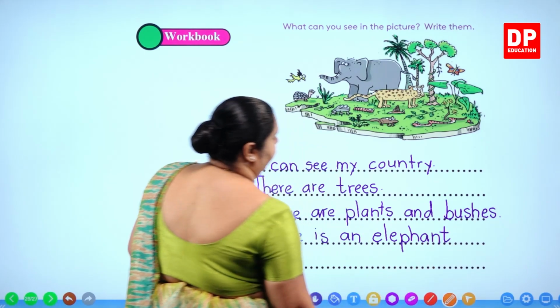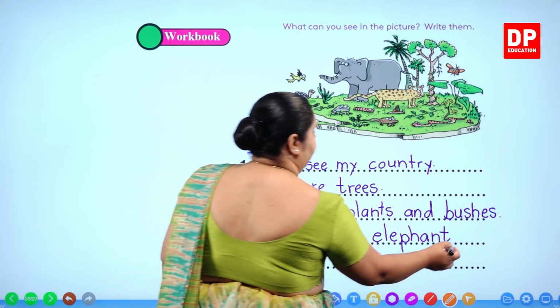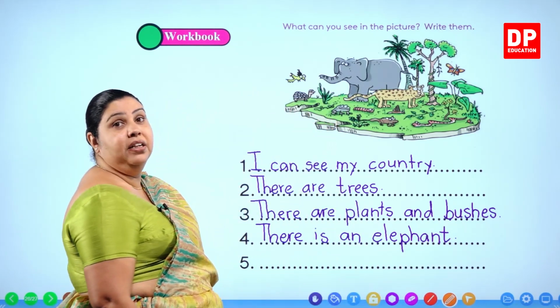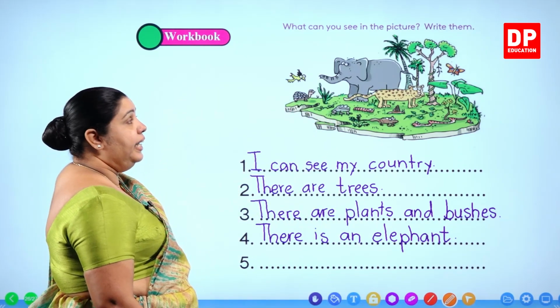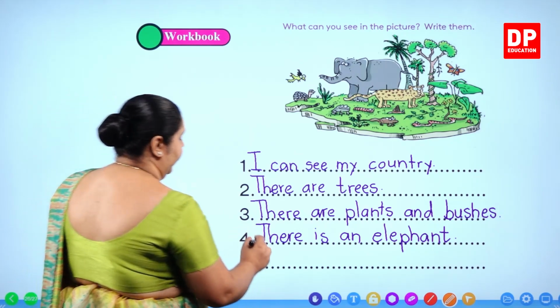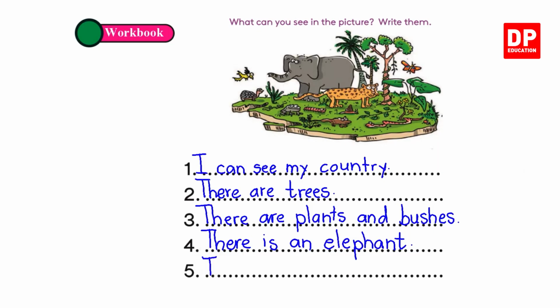E-L-E-P-H-A-N-T. Elephant. There is an elephant. Then who else? There is a butterfly. Or you can say I can see a butterfly. I can see a butterfly. Don't forget the capital letters and the full stops.